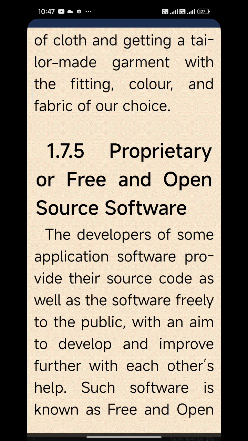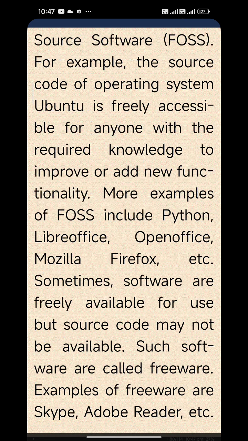1.7.5 Proprietary or free and open source software. The developers of some application software provide their source code as well as the software freely to the public, with an aim to develop and improve further with each other's help. Such software is known as free or open source software, FOSS.